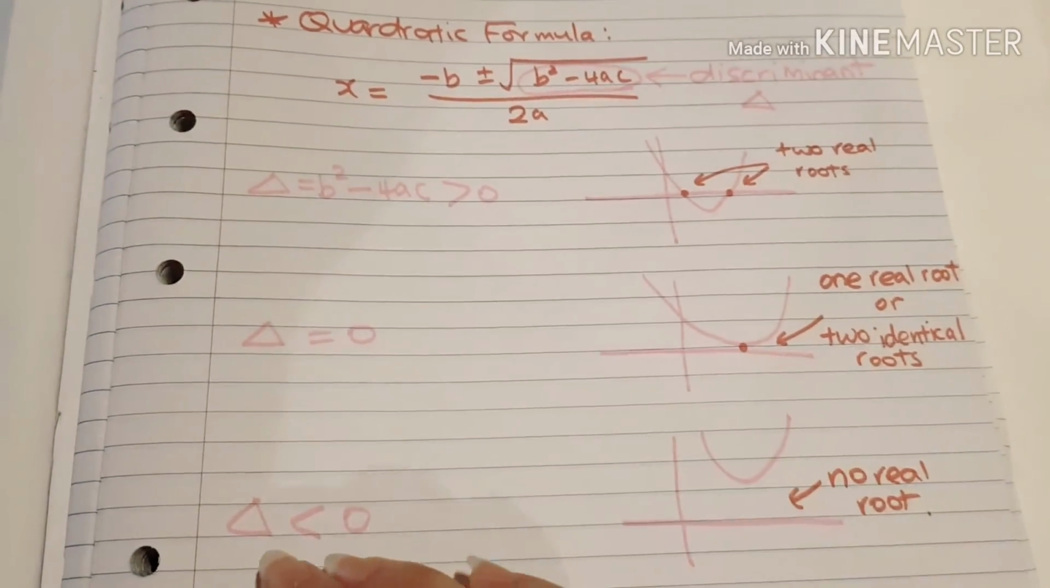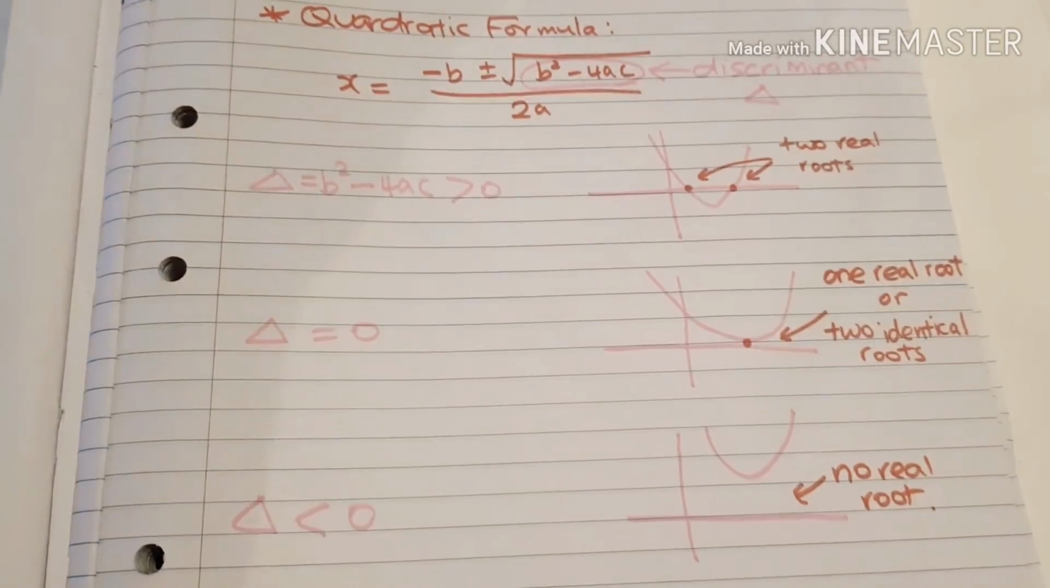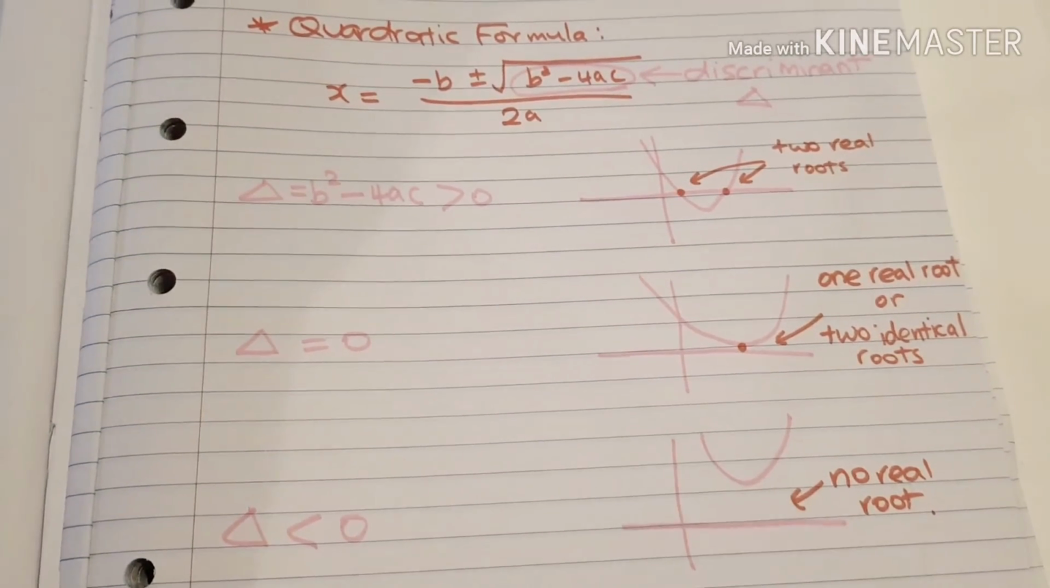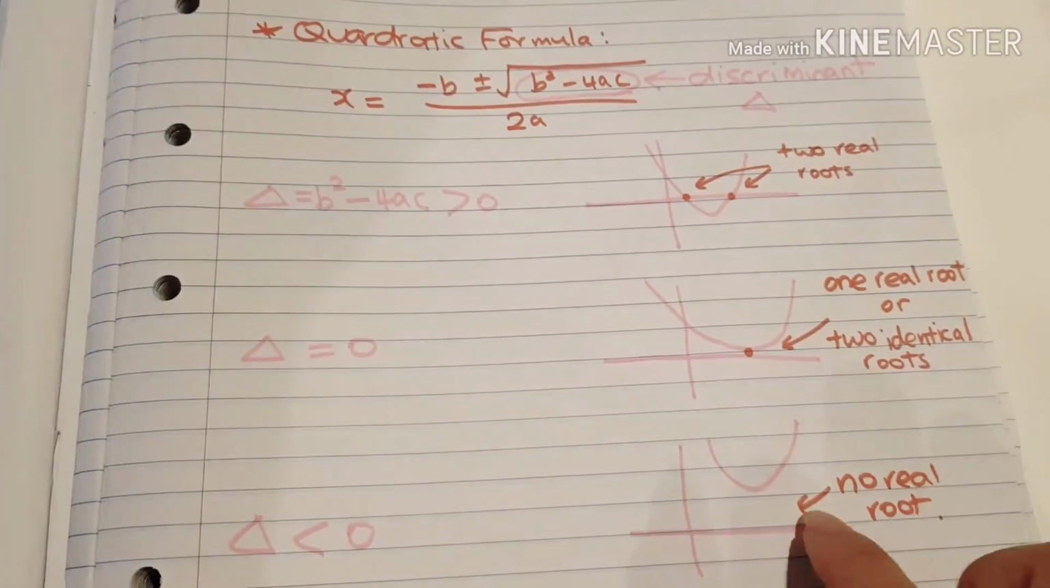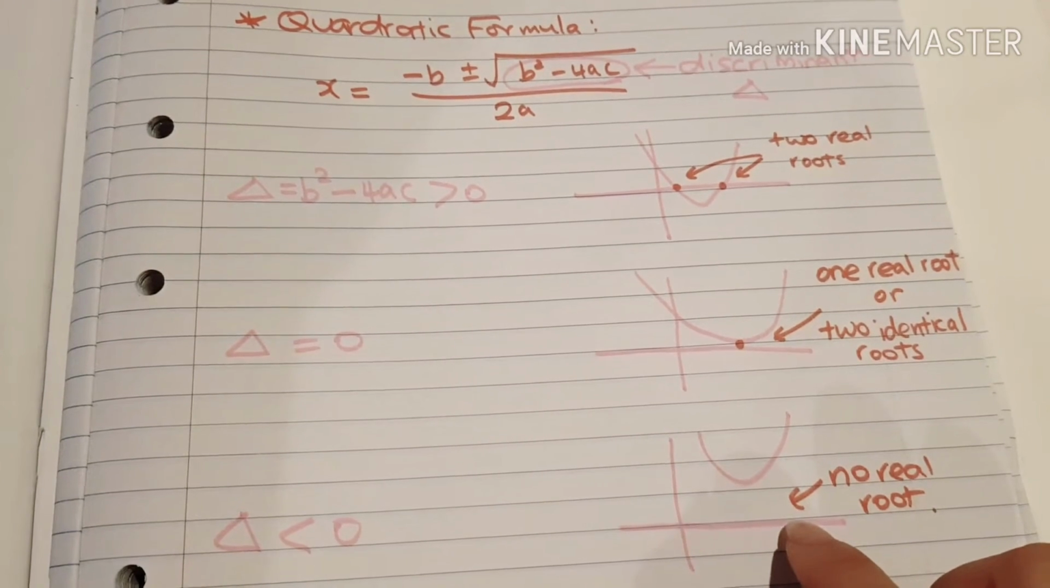When the discriminant is less than 0, if it's a negative value, we have no real roots. It's not touching the x-axis. We do not get the values.